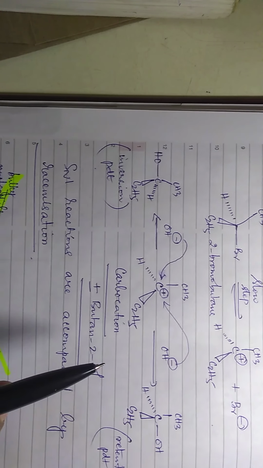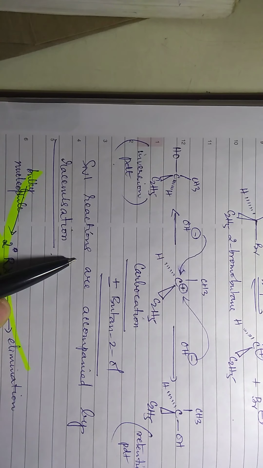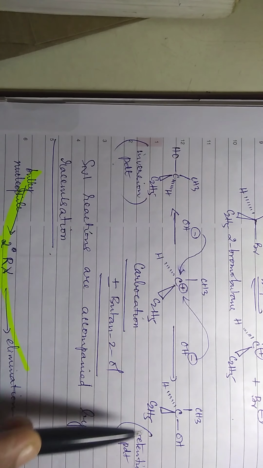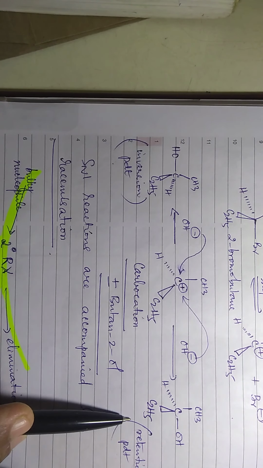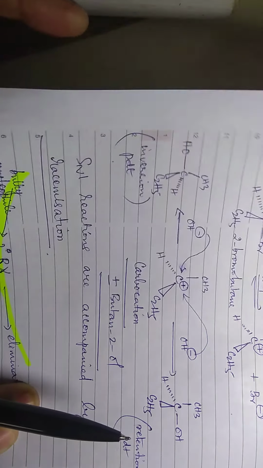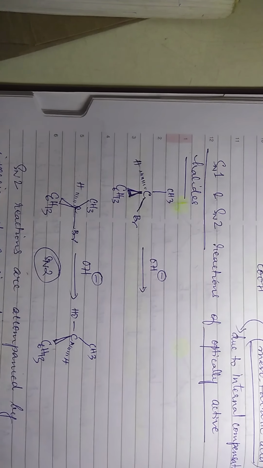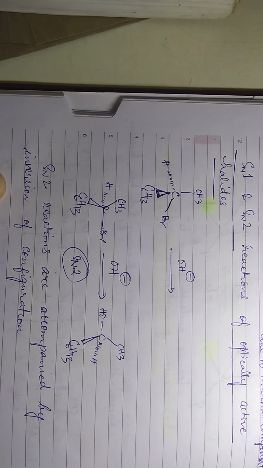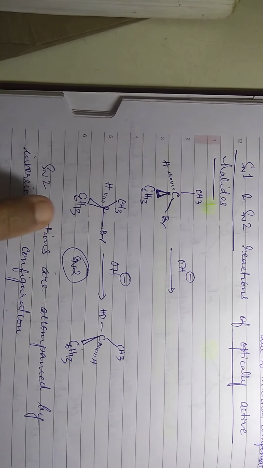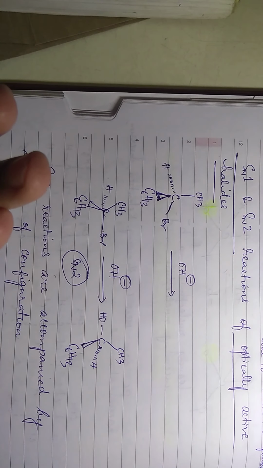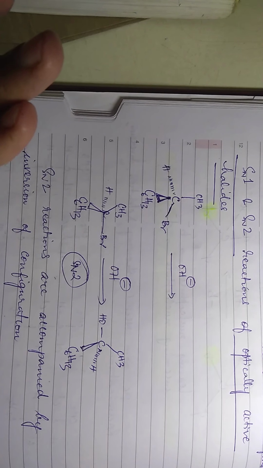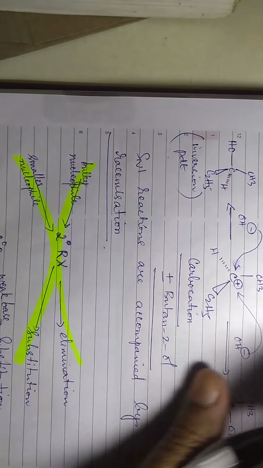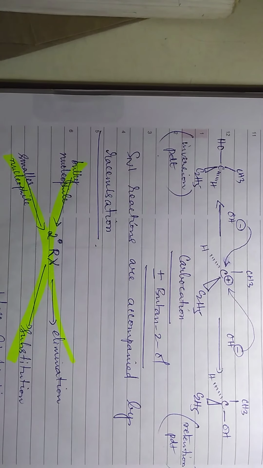So remember, SN1 reactions are always accompanied by racemization. That is, both inversion and retention take place. But if it was SN2 reactivity, then there is only inversion of configuration. Because in the case of SN2 reactivity, there is no carbocation formation. Since there is no carbocation formation, there is no planarity, and if there is no planarity, only one thing is possible, that is inversion.